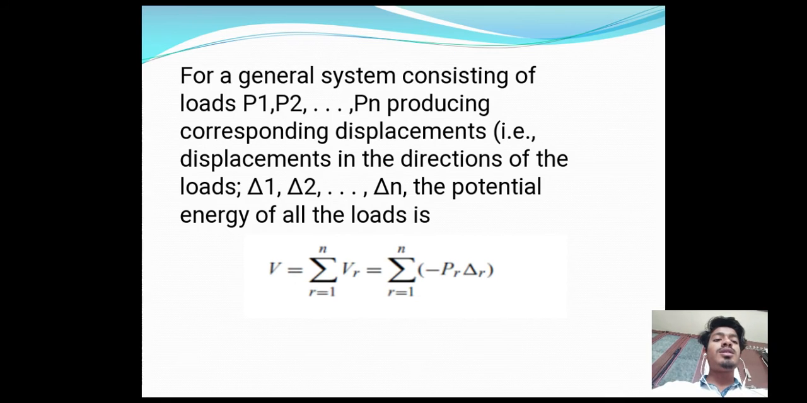For a general system consisting of loads P1, P2, ..., Pn producing corresponding displacements in the direction of the loads, delta 1, delta 2, ..., delta n, the potential energy of all the loads is V equals summation r equals 1 to n of Vr, equals summation r equals 1 to n of minus Pr times delta r. The minus sign is used because of deflection.